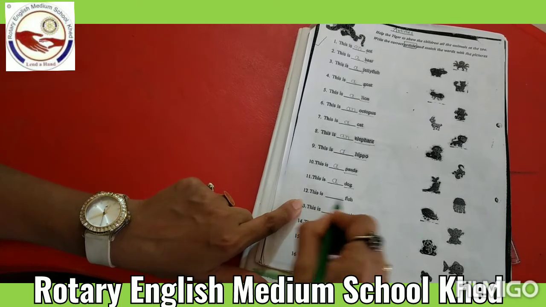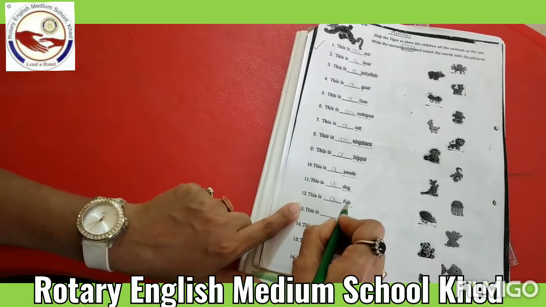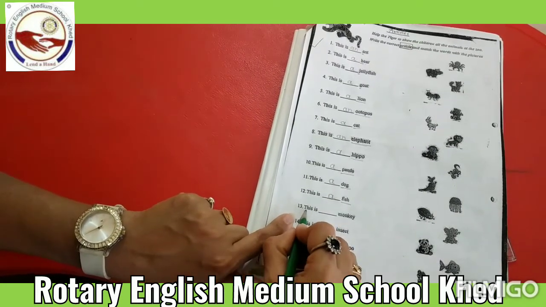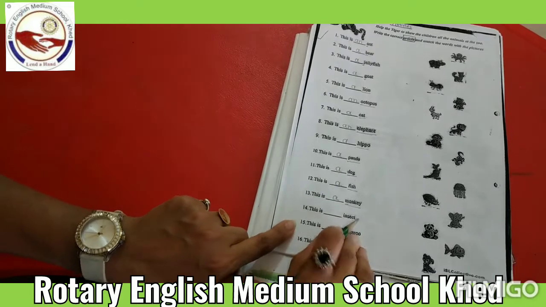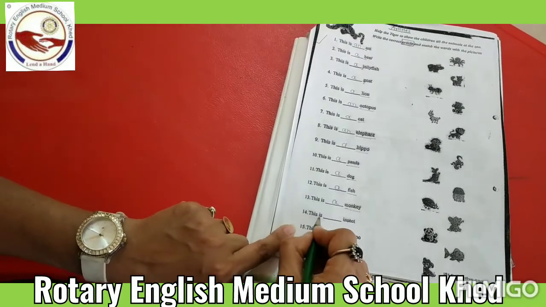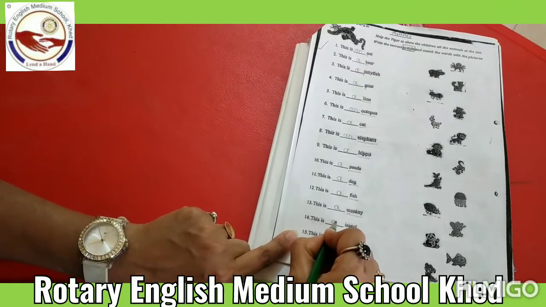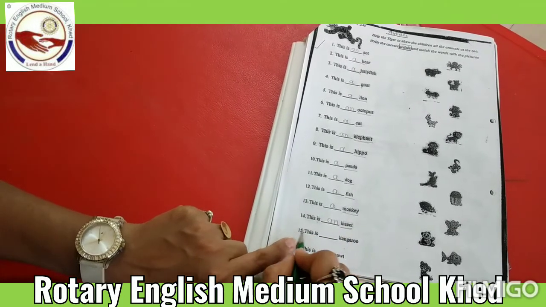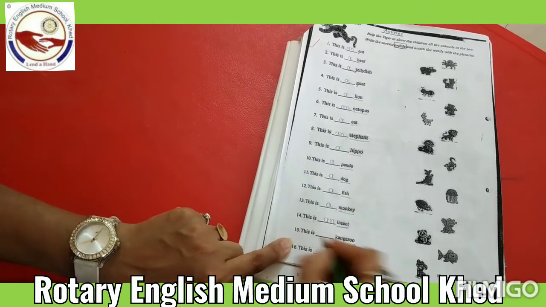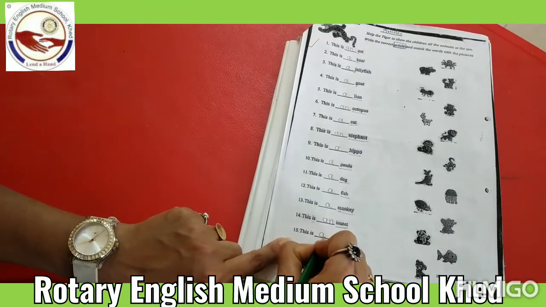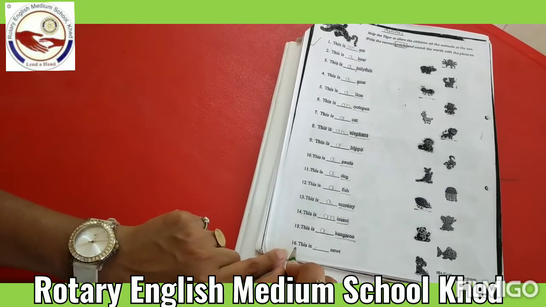Number 12. This is a fish. So again here a fish. Number 13. This is a monkey. M is a consonant. Number 14. This is an insect. I is a vowel. So here I am using an insect. Number 15. This is a kangaroo. K is a consonant. So here use a kangaroo.